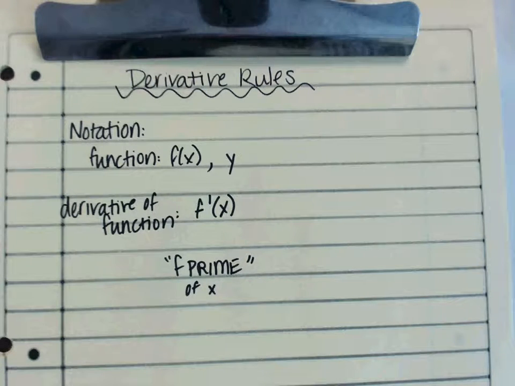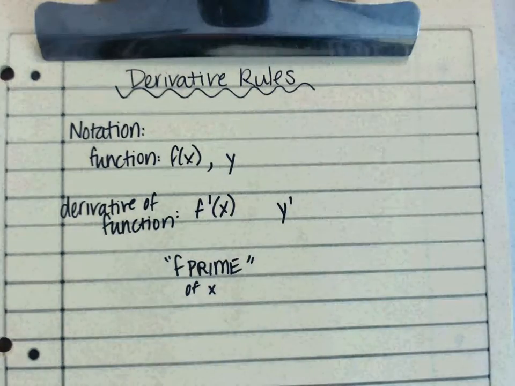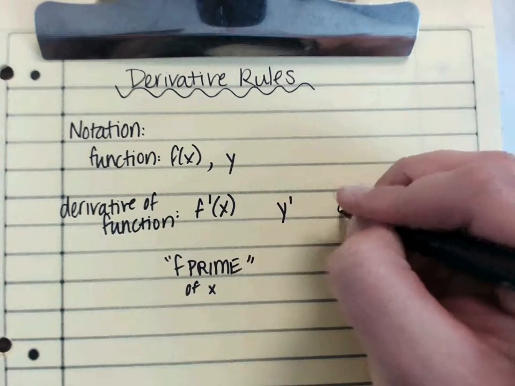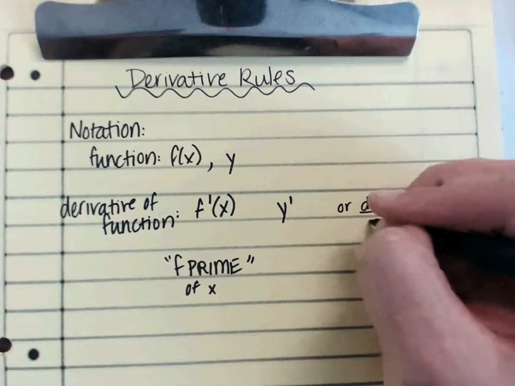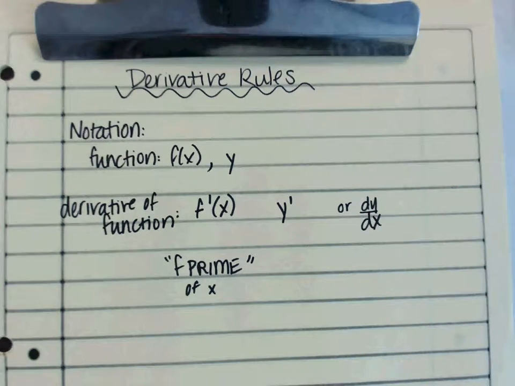Now, what if your function was called y? You would call the derivative y prime. What if it was h of x? You'd call it h prime. Now, there's one other kind of weird notation that we're going to cover, but it's dy dx. That is the same as y prime. So if you see y prime, f prime, dy dx, those are all just different notations for the same thing.